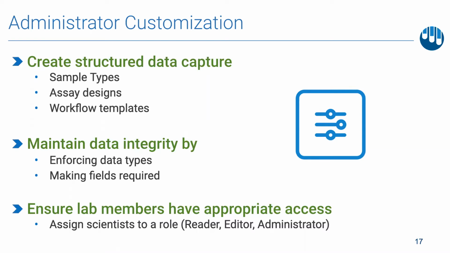Scientists and team members can also be assigned one of three roles: reader, editor, or administrator. Readers obviously have the most restricted role where they can only view the data in Sample Manager. Editors will be able to add, delete, and update samples, assay runs, and workflow jobs. And administrators have the most permissions with the ability to manage team members and define the structure of sample types, assay designs, and workflow jobs. They will also have the ability to view the audit log.